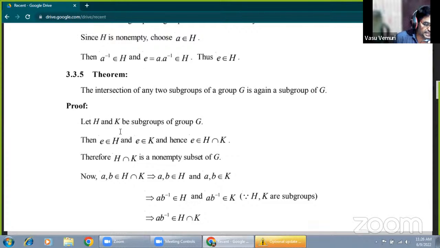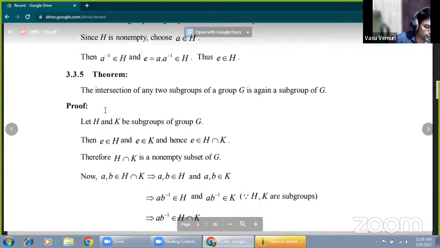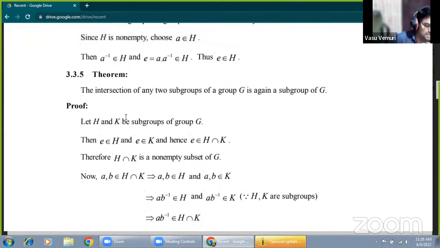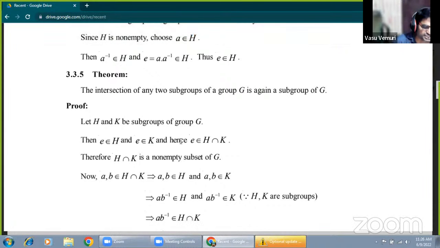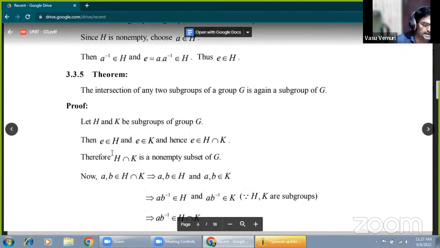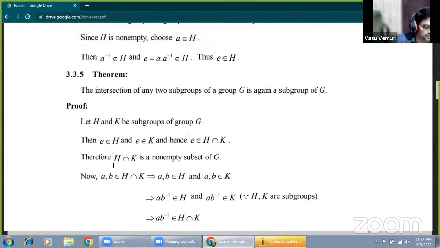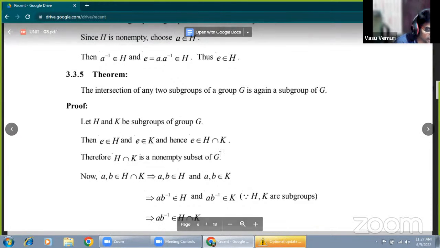Suppose H and K are subgroups of a group capital G. Let G be a group. H and K are two subgroups, or H1, H2, whatever it is, there is no problem. The subgroups have the same identity element. Let the identity of G be small e. The same identity element is in H and in K: e belongs to H, e belongs to K. So at least one identity element is there. Therefore, H intersection K is not equal to the empty set, which means e belongs to H intersection K. We must mention that e belongs to H intersection K. That's why H intersection K is not empty, and it is also a subset of capital G.